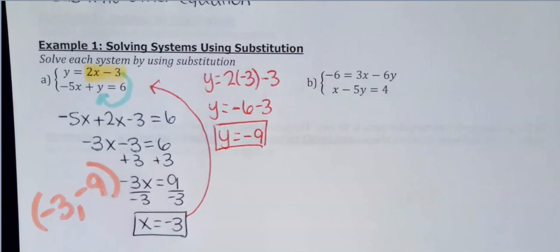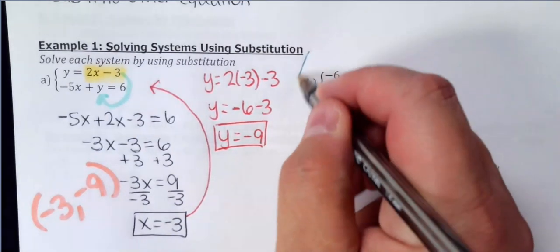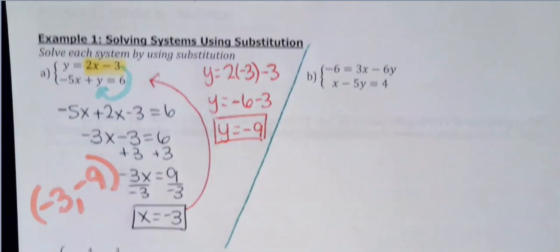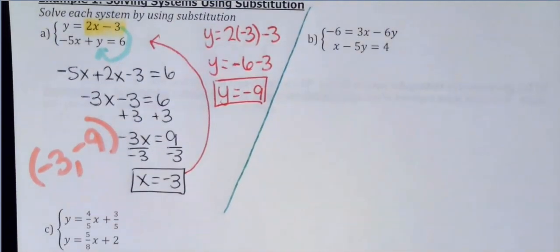All right, let's look at the next one. It's a little bit weird, but you could use substitution on this next one. So I've got negative 6 equal to 3x minus 6y. And then the second equation, I've got x minus 5y equals 4. If I wanted to tackle this one and use substitution, okay, but just raise your hand and tell me, what would you do?